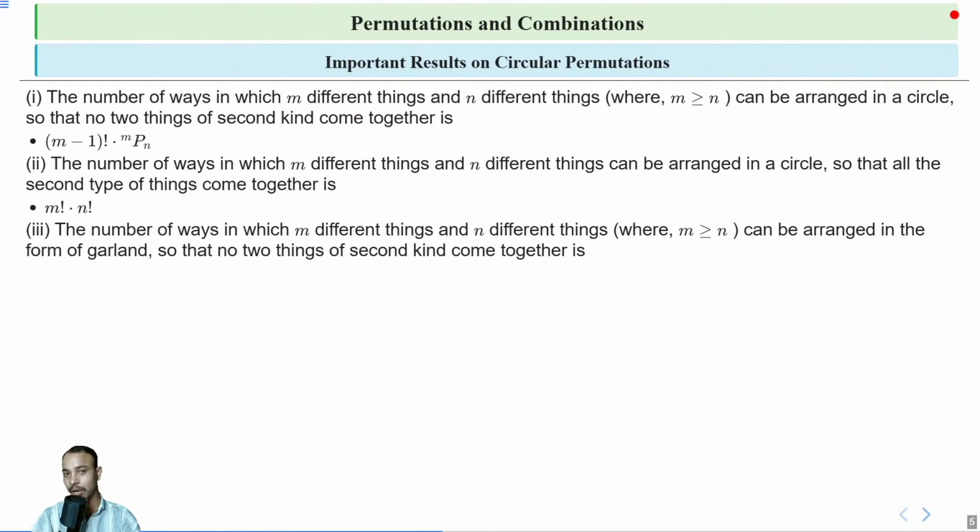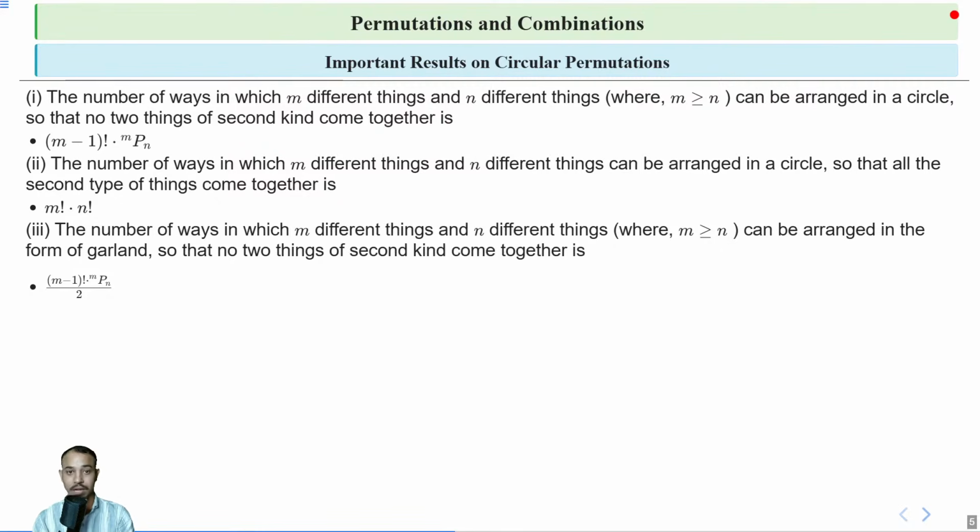You may ask now, what is a garland? A garland is like a circle, but with reflection symmetry. So you have to find the number of ways in which m different things and n different things can be arranged in the form of a garland, so that no two things of the second kind come together. So the number of ways is (m minus 1) factorial times mPn divided by 2.